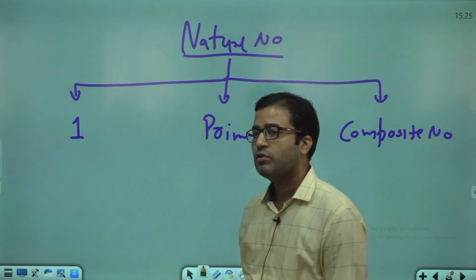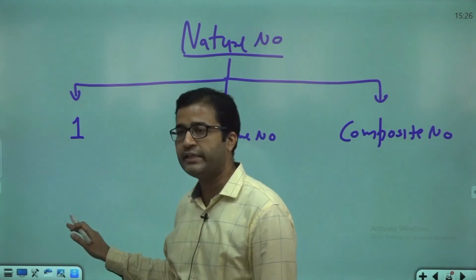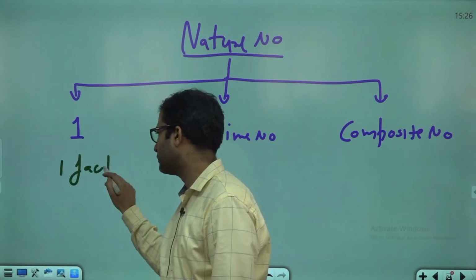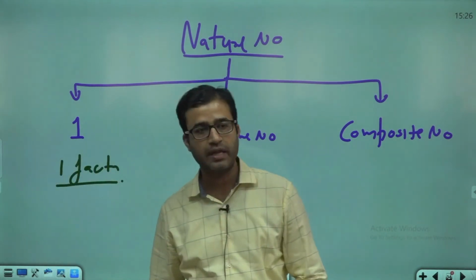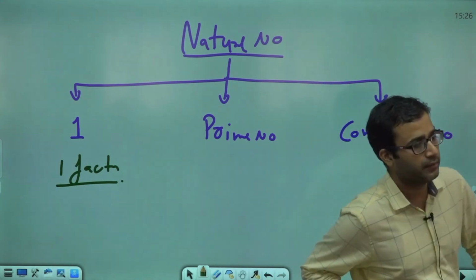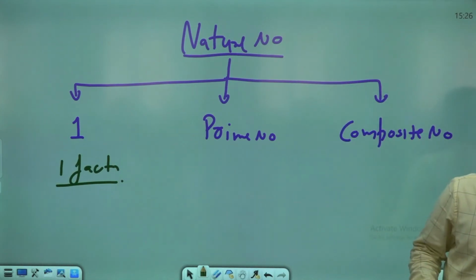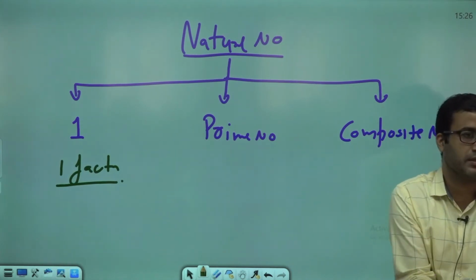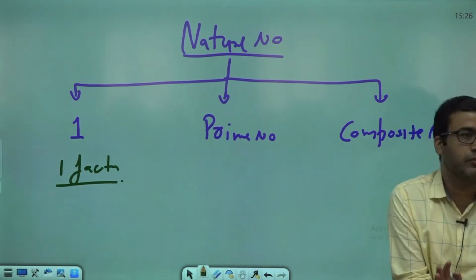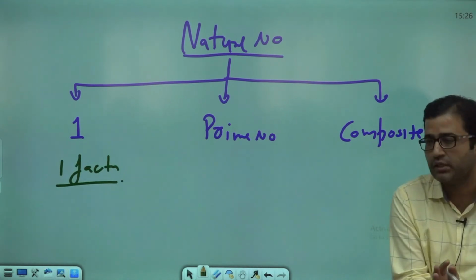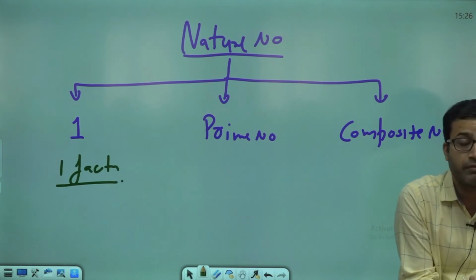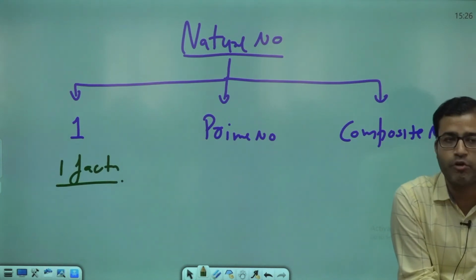See here, 1 is the only natural number which has exactly one factor. That is 1. 1 का सिर्फ एक ही factor है. See, whoever made this list of prime numbers, I respect that person because it is a wonderful job he or she has done. That analysis of natural numbers. Then we have to see factors. 1 has only one factor.